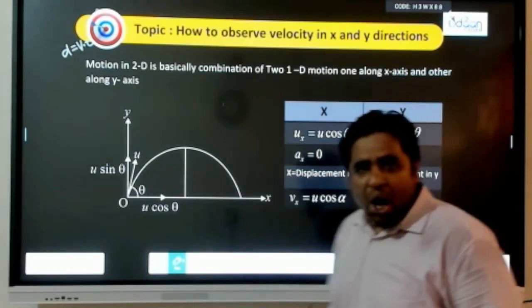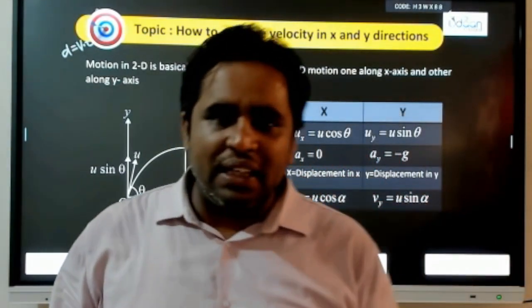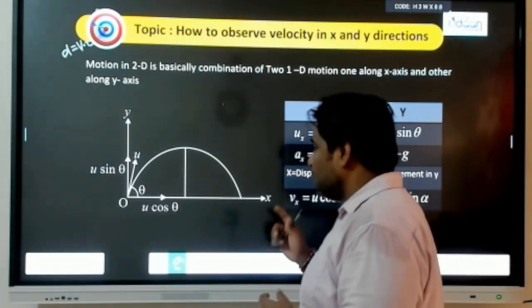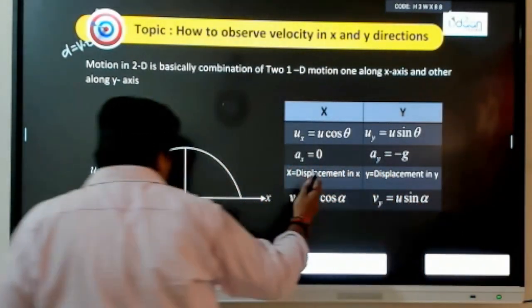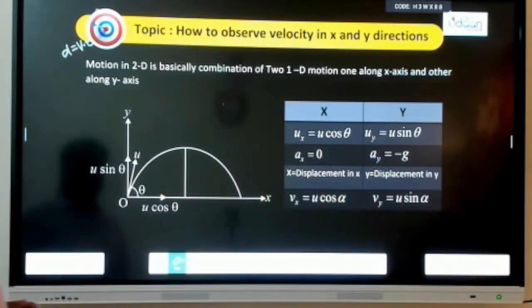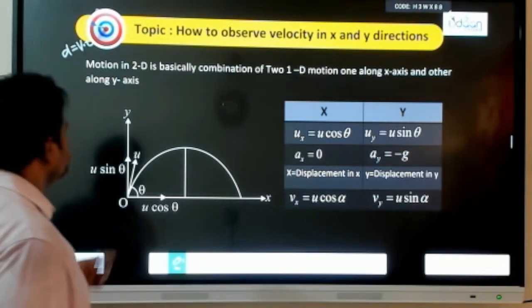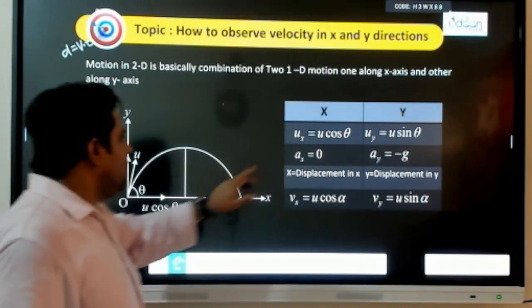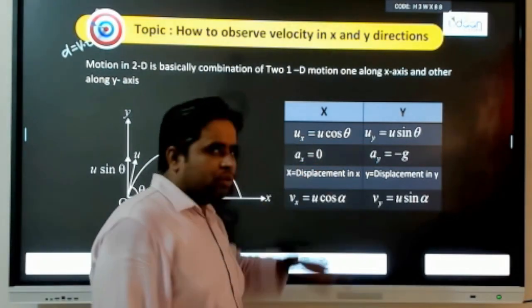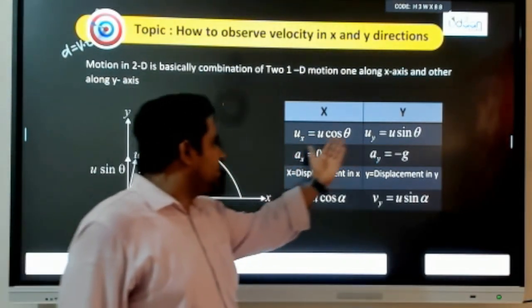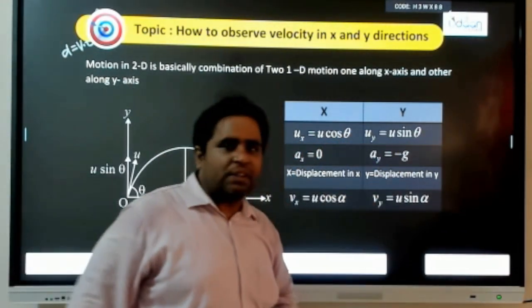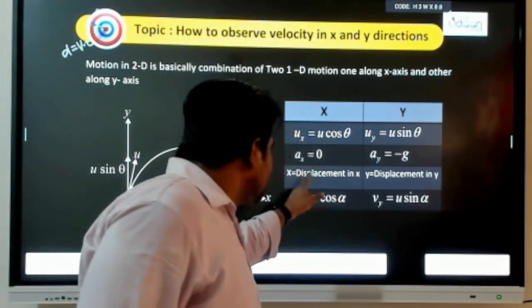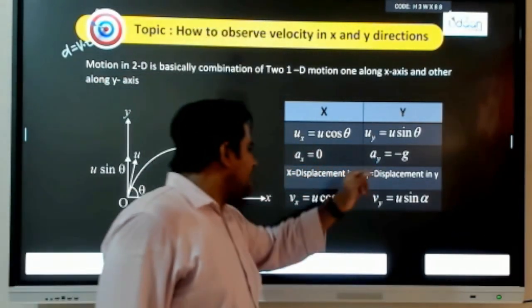So see guys, how are we going to observe the acceleration and velocity in x and y in projectile motion? I am just going to make one chart, and depending upon this, you are going to find it out. So this one is u cos theta, this is u sin theta. You are going to write it down: ux is u cos theta, uy is u sin theta. Right, guys? And ax is equal to 0 and ay is equal to minus g.